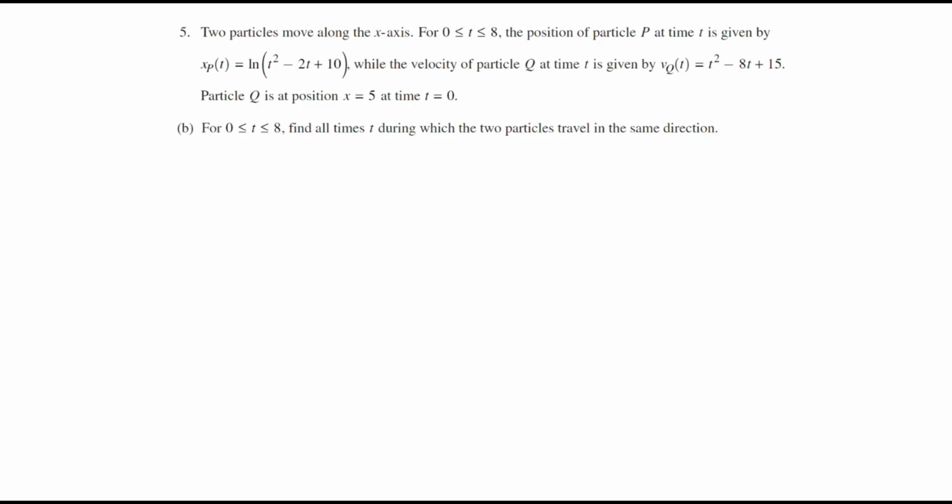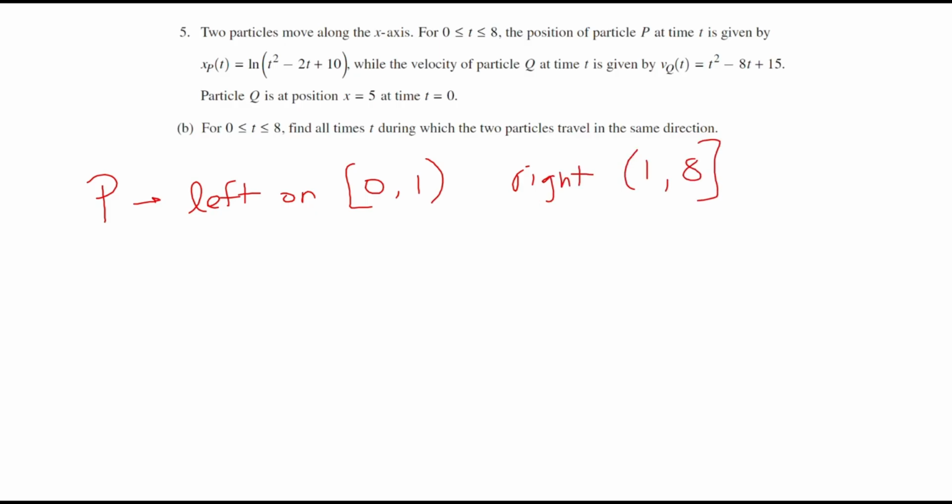Part B here says, find all times during which the two particles travel in the same direction. So we've already noted that particle P is going left on 0 to 1, and it's going to the right on 1 to 8. So we've already got that. Then we just need to worry about particle Q. And particle Q, we're already given its velocity.